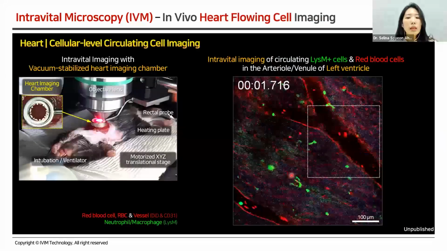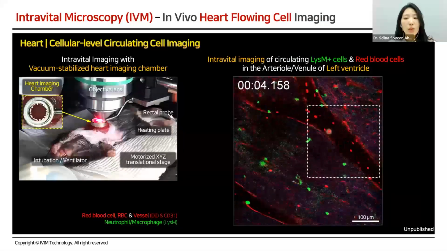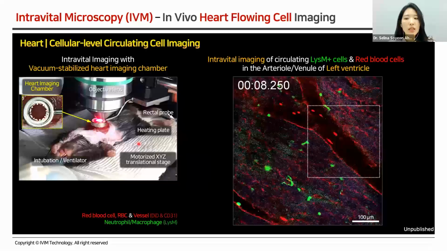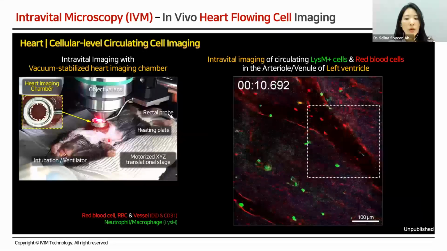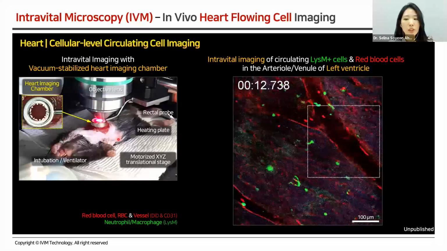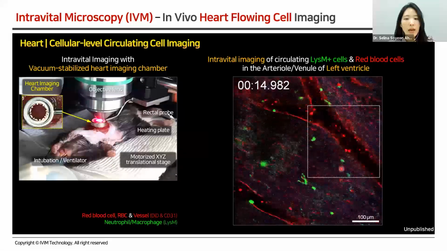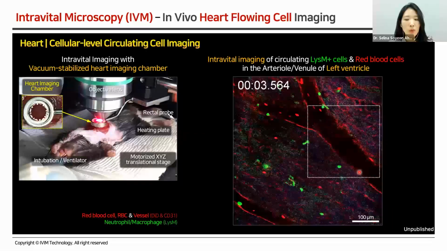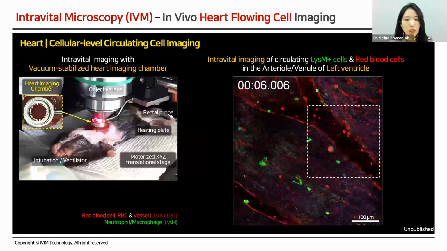Also, we can apply this principle to other organs, such as the heart. This is the vacuum-based in vivo stabilized heart imaging chamber. With this system, we can acquire a real-time video of the heart beating and visualize the red blood cell flow inside of the blood circulation in the heart.